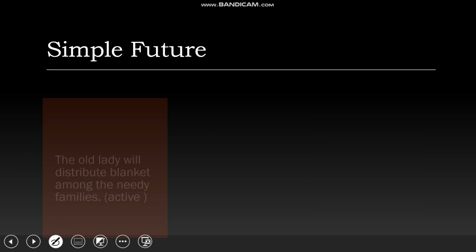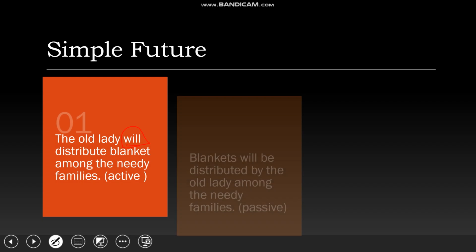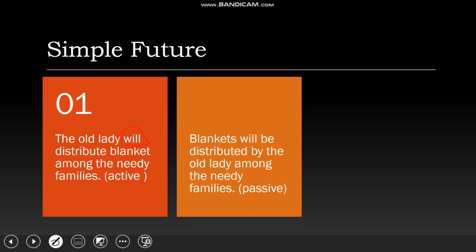Now let's talk about simple future. As the word future in English will convey, one word that conveys future tense is will. Let's see a sentence. The old lady will distribute blankets among the needy families. This is a simple future tense sentence written in active voice. Let's see how this will be written in passive voice. Blankets will be distributed by the old lady among the needy families. This is in passive voice.